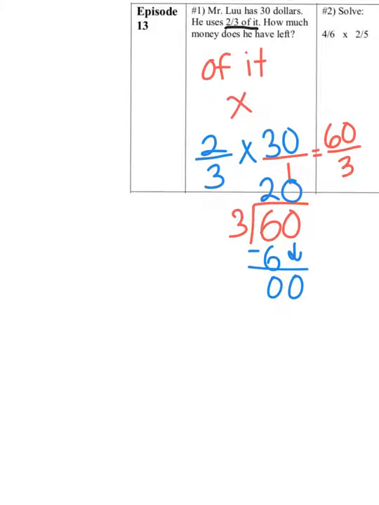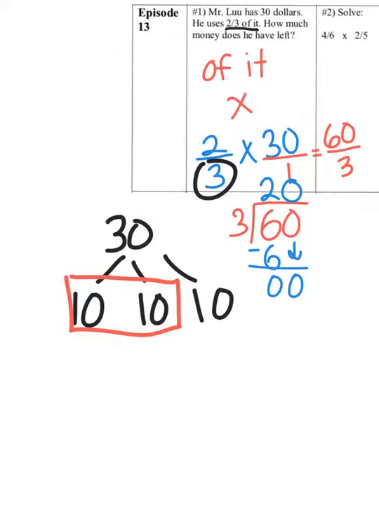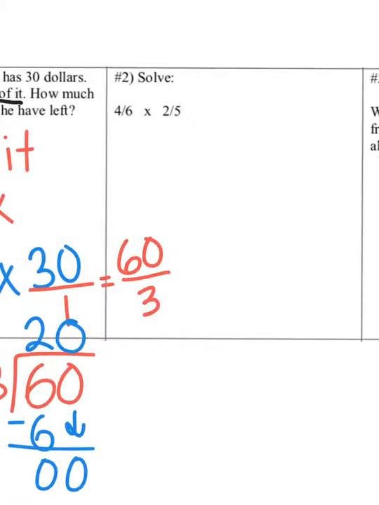Another way to do it is, so you have $30, and because you're trying to work with thirds, that's really 10, 10, and 10, and you want 2/3 of it. So here's the 2 out of the 3. That's why it's $20.